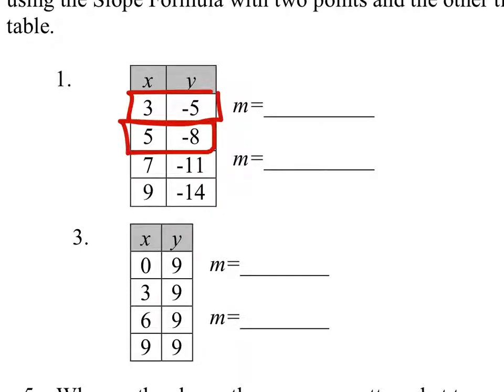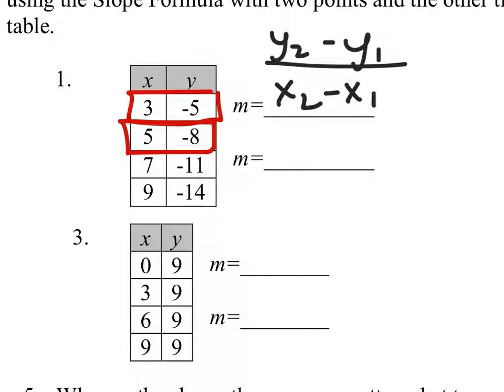So the equation, y2 minus y1 all over x2 minus x1. Yeah, why is it y2 minus y1? Why isn't it just y over x? It's a good question. All right.